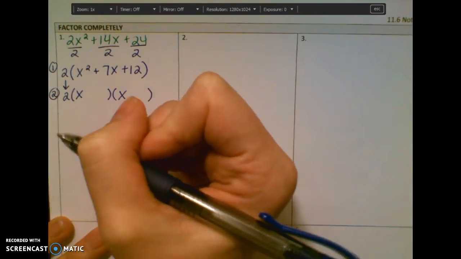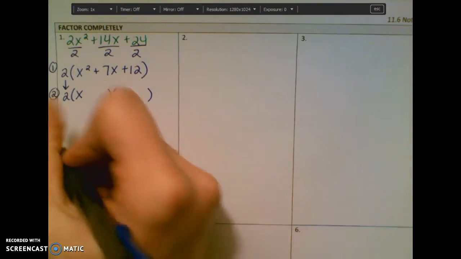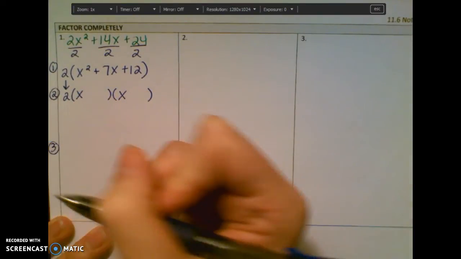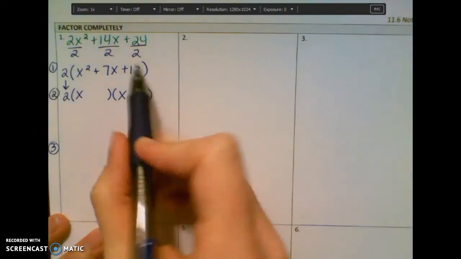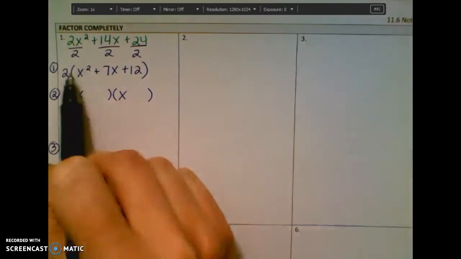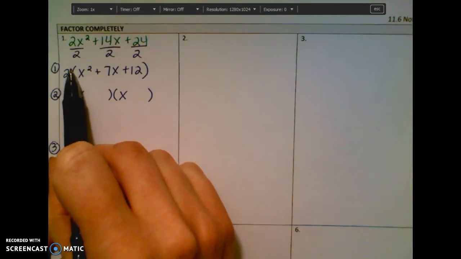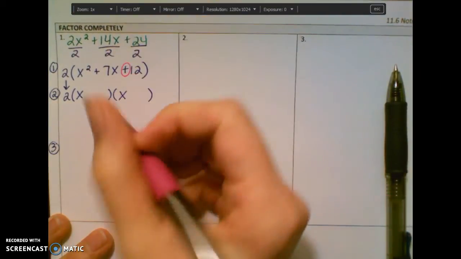Now step 3 says to look at the signs. I'm going to leave a little bit of space here for some work. So step 3 says that we look at the signs and we determine what they'll be. So we need to come up here and look at these signs. We look at the signs once we factored out the GCF. So I'm going to look at the second sign first. Remember, we always start with the second sign.